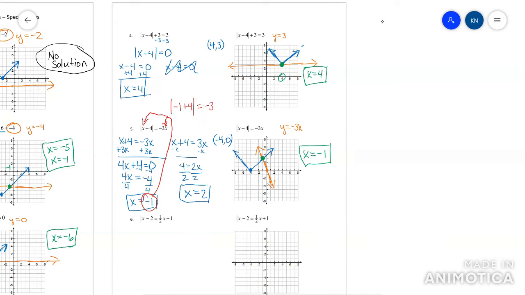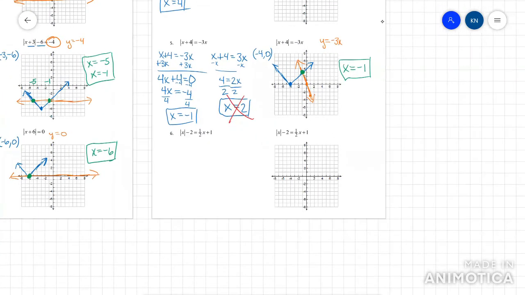Now let me check the second answer. Take your 2, plug it in both locations for x. So you'd get absolute value of 2 plus 4 equals negative 3 times 2. Well, this side's going to spit out 6. This other side's going to spit out negative 6. That does not work. So that means this answer gets tossed. So my only answer is x equals negative 1, which matches when I did it graphically.